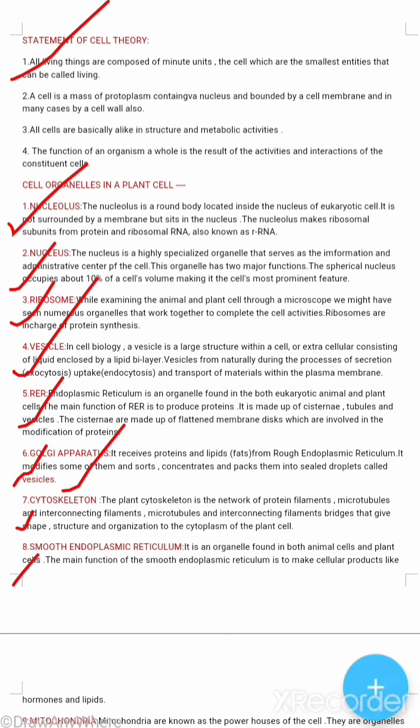Number 8. Smooth endoplasmic reticulum. It is an organelle found in both animal cells and plant cells. The main function of the smooth endoplasmic reticulum is to make cellular products like hormones and lipids.